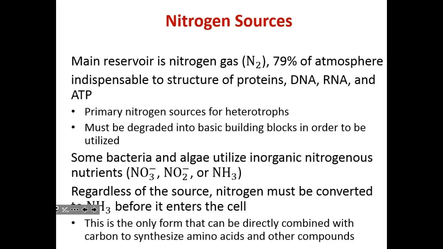Here are some nitrogen sources. The main reservoir is nitrogen gas. 79% of the atmosphere is nitrogen, which is indispensable to the structure of proteins, DNA, RNA, and ATP. Primary nitrogen sources for heterotrophs must be degraded into basic building blocks in order to be utilized.